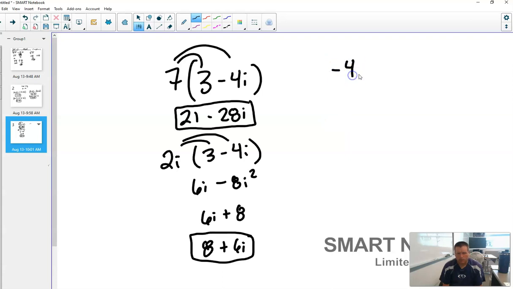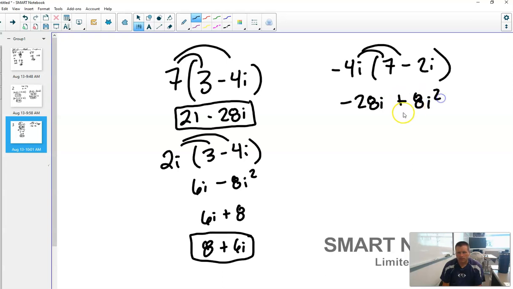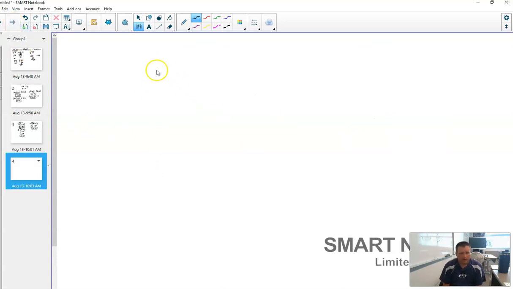So let's say I have negative 4i times, let's go 7, actually let's go minus 2i. So I'm just going to distribute this through. I've got negative 28i and then plus 8i squared. i squared is negative 1, so this becomes negative 8 and then minus 28i from that. Bada bing, bada boom. Okay, the only other kind is if you have a complex and a complex.